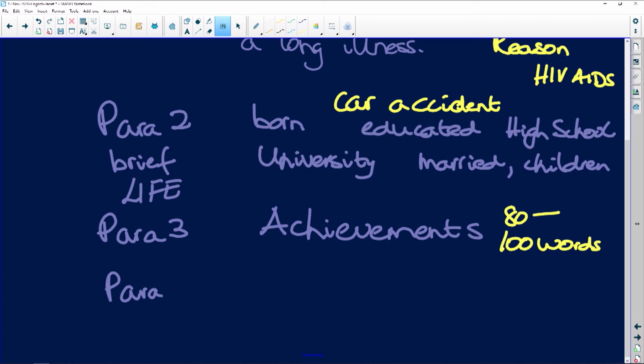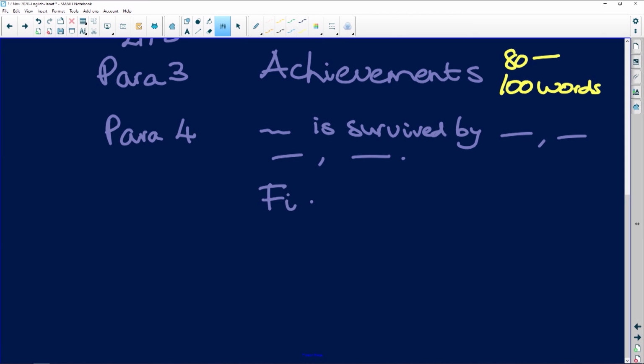Paragraph 4, you say the person is survived by husband or partner, 2 children, many grandchildren, whatever. Keep it brief. And you pay, in that last paragraph, a final tribute. So this will link to the achievements that you've discussed. So the business world, the world of sport, education, healthcare, activism, whatever it is.